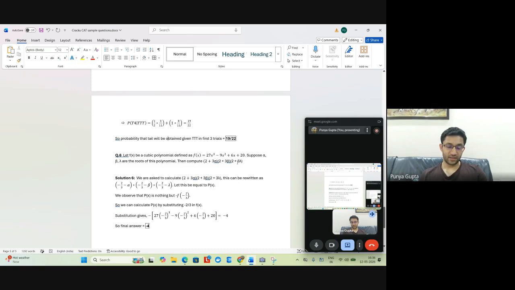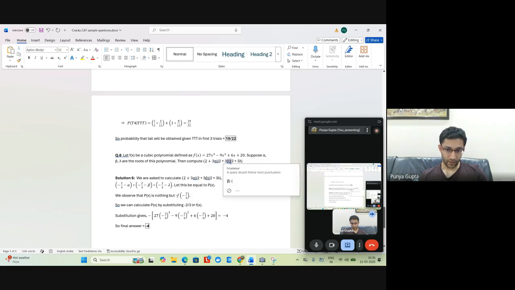Obviously, this question has to be approached through a shortcut and not by finding the sum of the roots and product of the roots, because that would be very lengthy. So we are being asked to find this expression. And if we look at it closely, this can be rewritten as (minus 2 by 3 minus alpha) into (minus 2 by 3 minus beta) into (minus 2 by 3 minus lambda). We can take the negative sign out of the brackets and we will get this expression only, multiplied by 27, because this will give us 27 in the denominator.